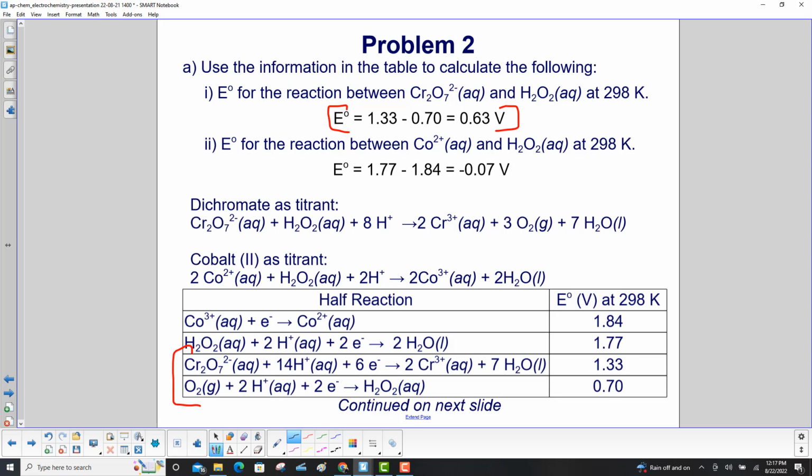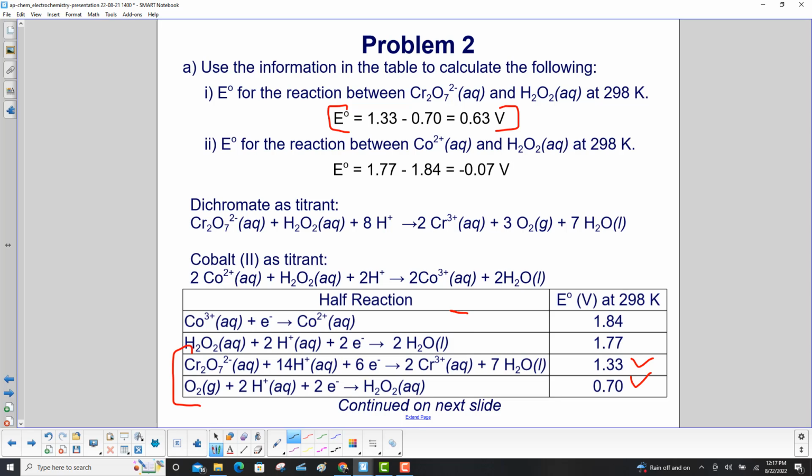So that means chromium has to be what? +12 for the two of them, so +6. So chromium goes from +6 to +3. It is being reduced. So this will be our first E0 minus the second one. So it's 1.33 minus 0.70 equals 0.63 volts.